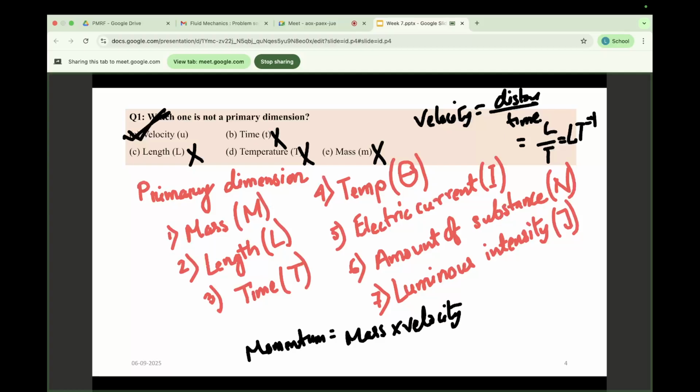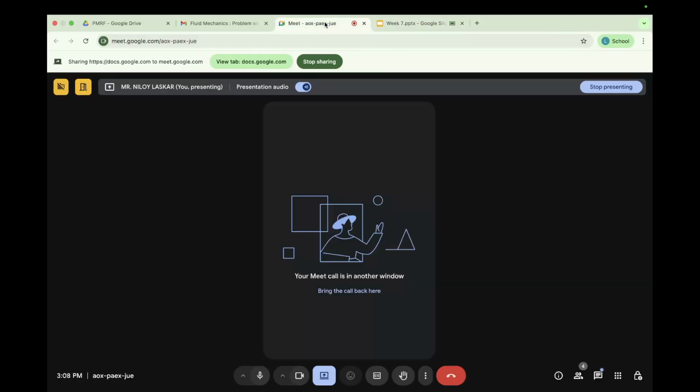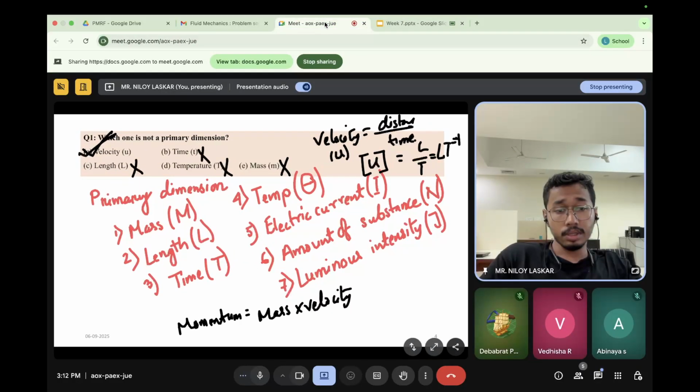I think you will be able to understand this. That is the way you need to solve this one. If the velocity is represented by u, and someone asks you to find its dimension, you have to find it this way. So the dimension of u is L by T, which is L T to the power minus 1. So I think it is clear.